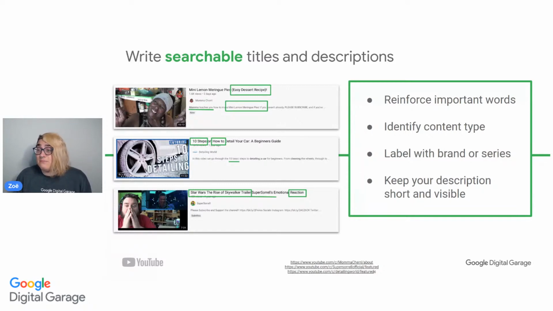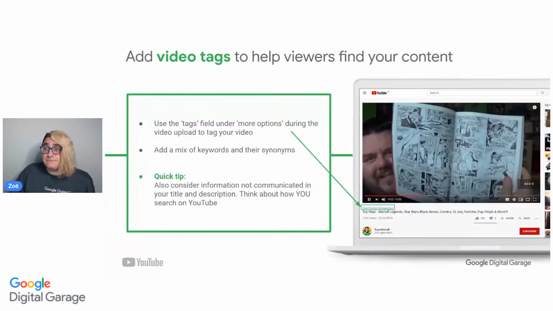Now, maybe in the description, and you can see that some of the descriptions cut off, we might want to get a little bit more specific about what those steps are. So for example, if someone searched for one particular step of those 10 steps on detailing a car, they might still find your video as a result, even though yours is on a broader topic. And of course, make sure you're labeling your content with a series if you have got a series. Make sure you're keeping your description short as well. You want it to be visible as much as possible, so make sure it's visible on the search screen.